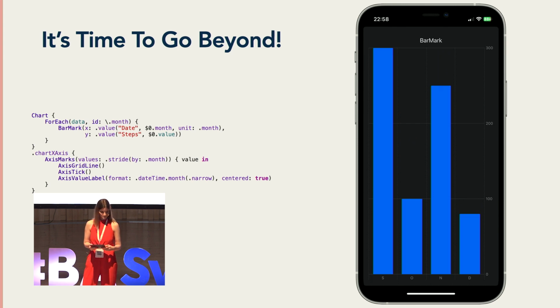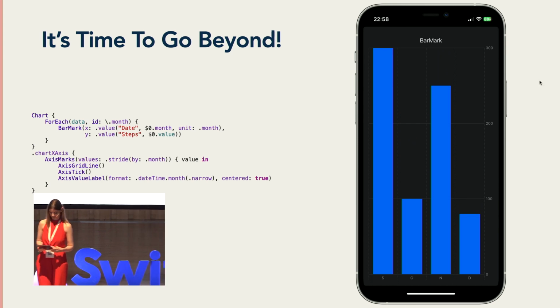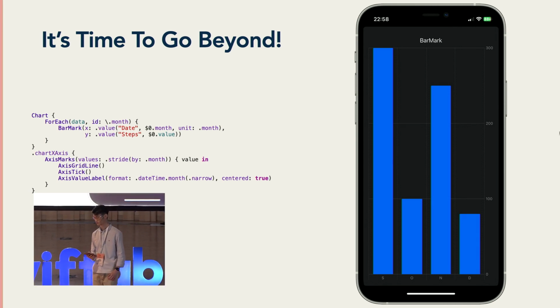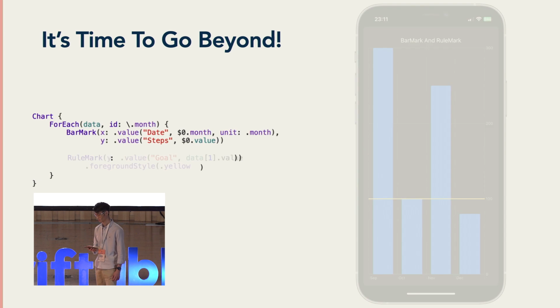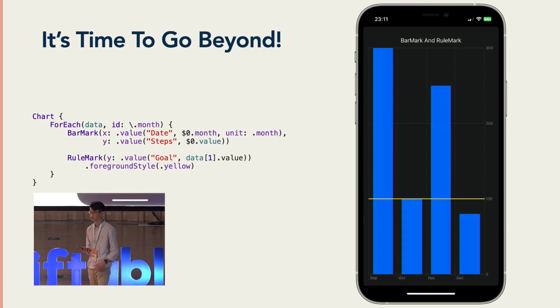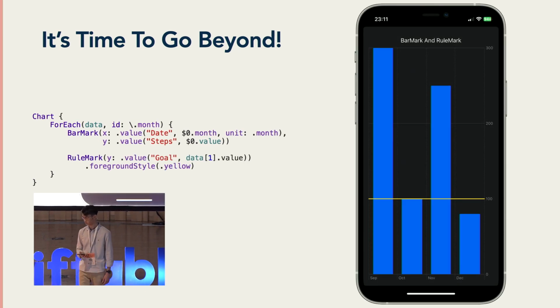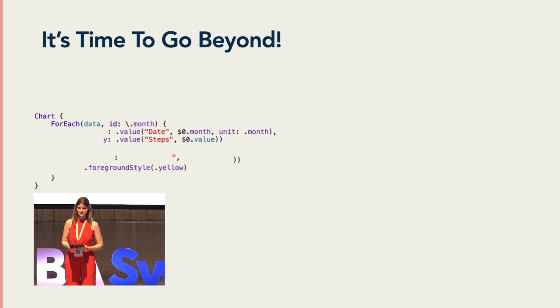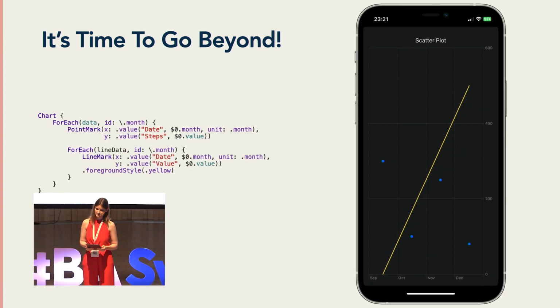And one of the most powerful features of Swift Charts is the possibility to combine multiple marks to create a custom chart, like bar mark with rule mark. Or combine point mark with line mark. In this case, it's called a scatter plot.